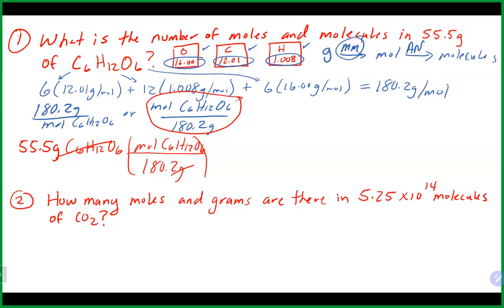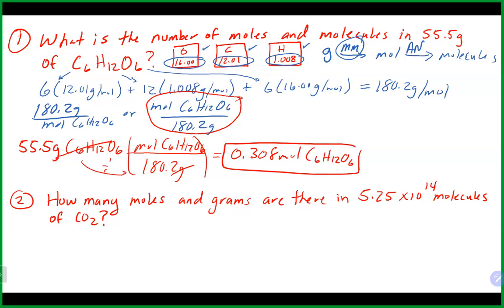So again, we're basically dividing 55.5 by the 180.2, and that will get us 0.308 moles of our C6H12O6 in this case. Any questions on that so far?